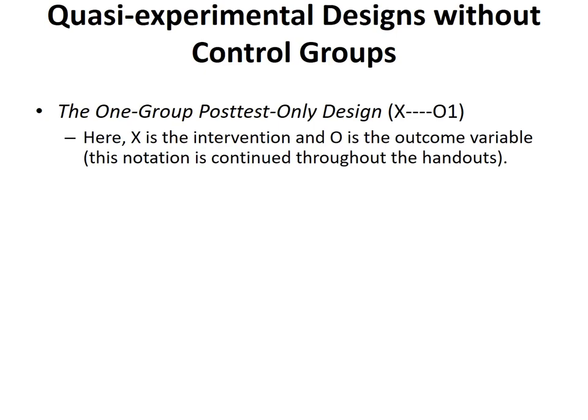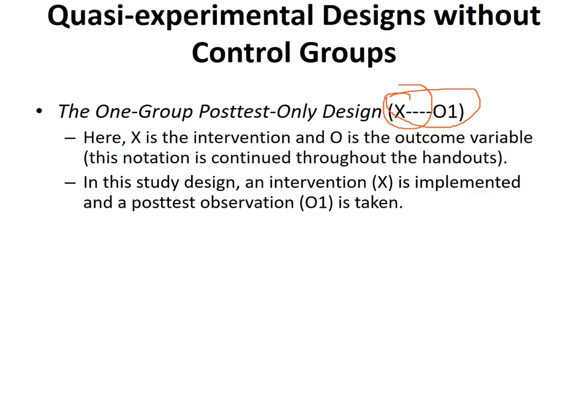So in this design, we have one group post-test only design. Please, you need to understand the notation used in quasi-experiment. So X means the intervention. O is the outcome variable. This notation is continued throughout the rest of the handouts. So we have intervention and we're comparing the outcome variable post-test, after the test. This is the weakest design.